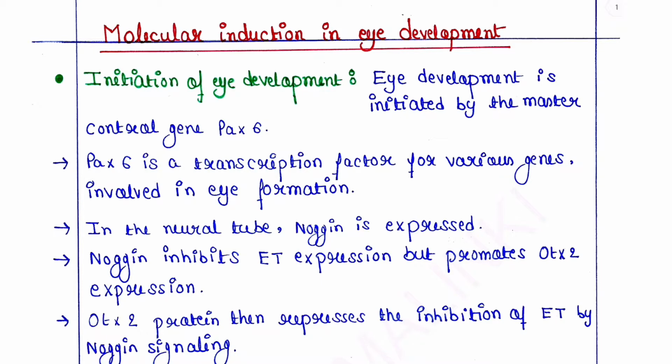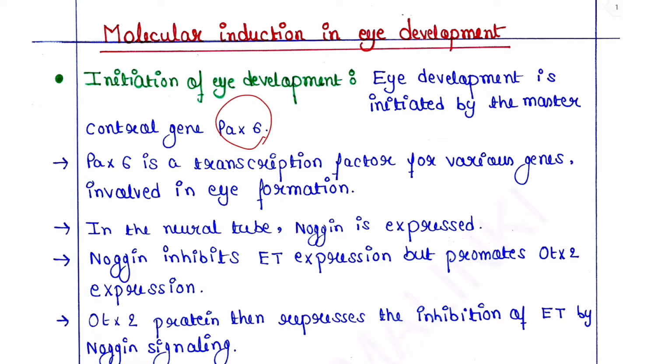So first thing first, this is the initiation of eye development. Eye development is initiated by the master control gene, that is PAX6. This is the master control gene. So eye development is basically initiated by this gene. Now PAX6 is a transcription factor for various genes involved in eye formation.